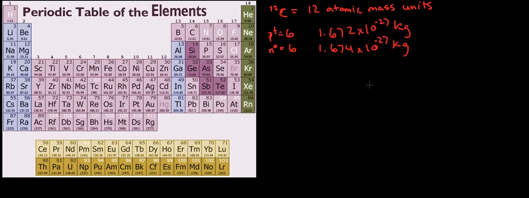So for carbon-12, they say that the protons and neutrons are essentially the same mass, and therefore it is assigned 12 atomic mass units. And the rest of the elements' atomic mass units are assigned by the ratio of their mass to carbon-12's mass. So for example, carbon-13, its atomic mass is assigned by the ratio of carbon-13 to carbon-12.